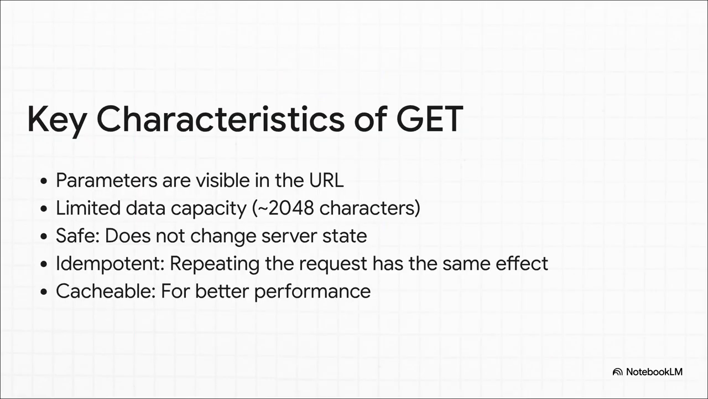And this leads to some really key traits. First, the data is visible right there in the URL, which means you should never send passwords or sensitive stuff this way. There's also a character limit, and it's what we call safe and idempotent, which is a fancy way of saying you can refresh the page or click the link 100 times and it won't break anything or change anything on the server. Because of all that, it's also cacheable, which is awesome for performance.